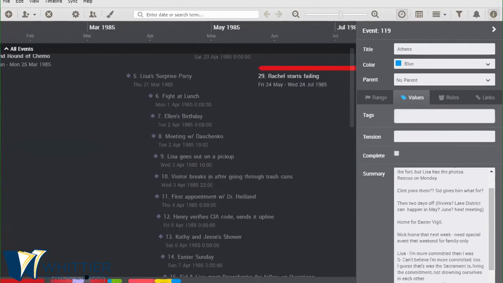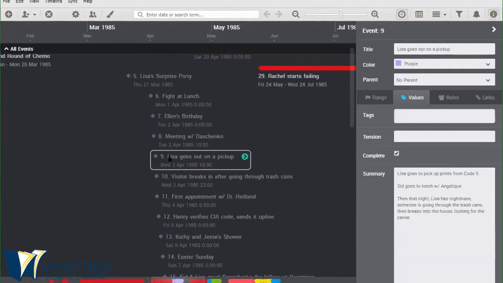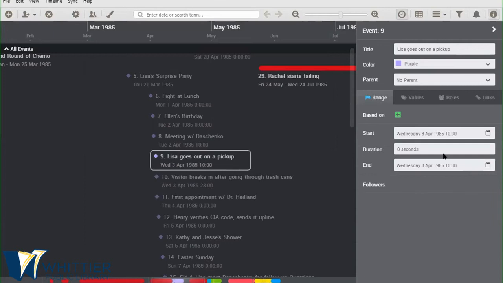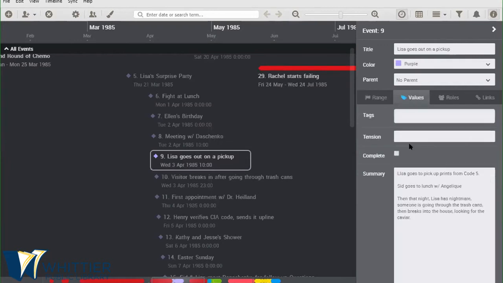all the way. You know, some of these are lightened out because they completed. I'm going to uncheck that so you can see this. But I can get a range of the dates that this happened in this particular case, this particular character arc. She started failing here and ends up there. This particular event, she goes out on a pickup. And then these are all the different things that happened on it. Lisa goes to pick up the process.